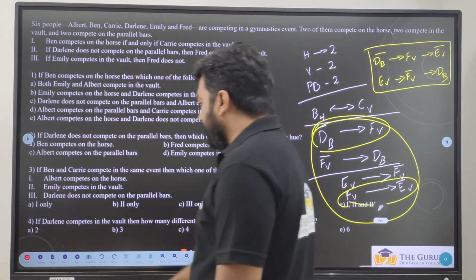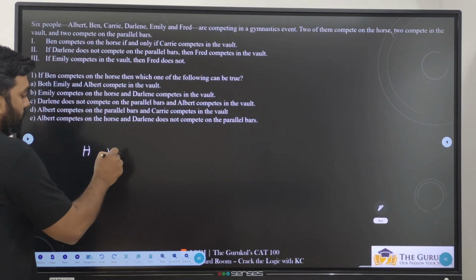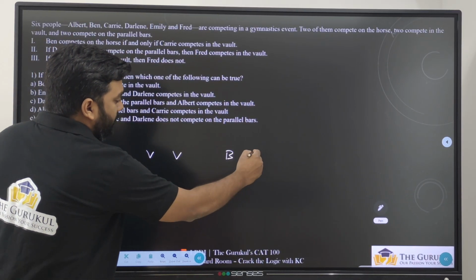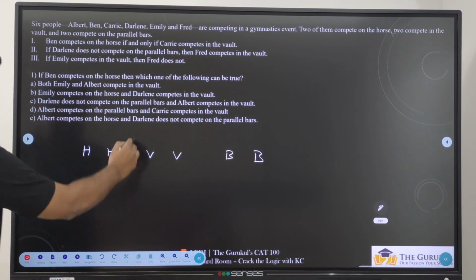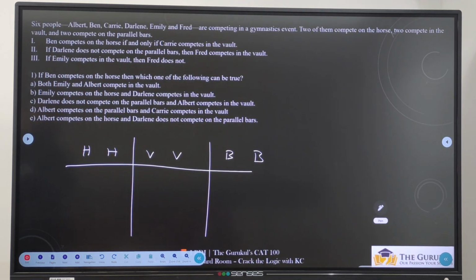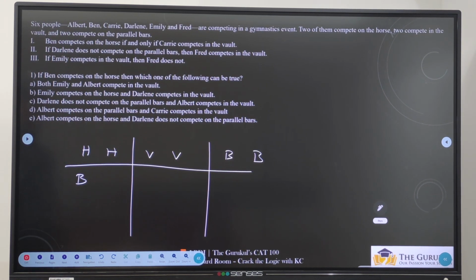Perfect. Now let's look at questions individually. So question number 1, what is happening? If B competes on horse, then which of the following can be true? If B is competing in horse, so basically I am having horse, horse, vault, vault, and parallel bars and bars. This is the basic condition. Everywhere 2 people. If B is competing in horse, okay, B is competing in horse.